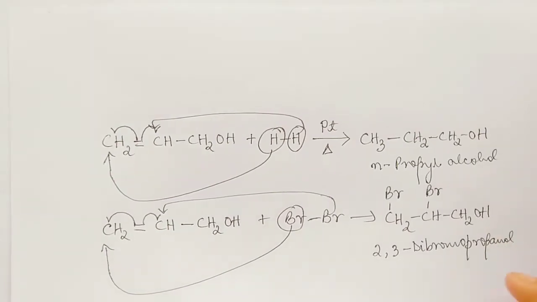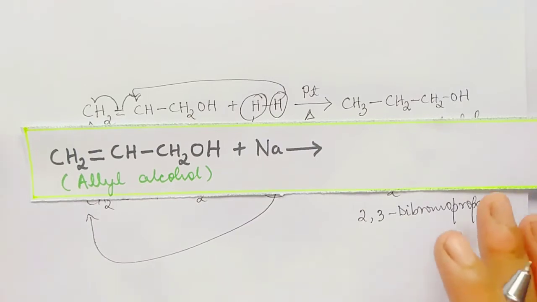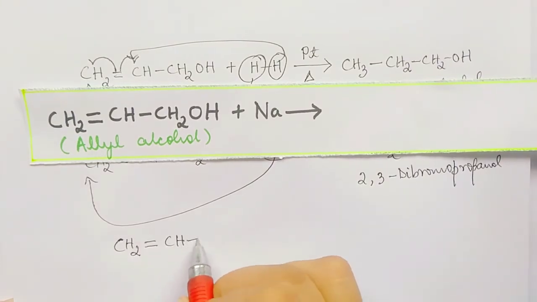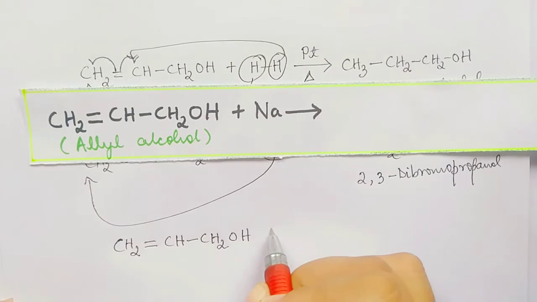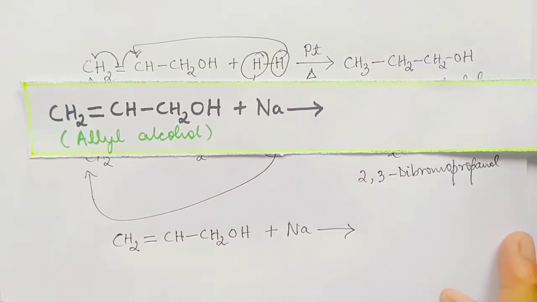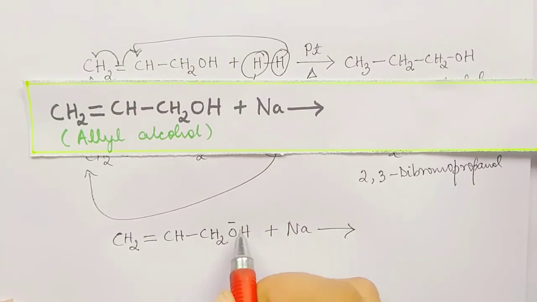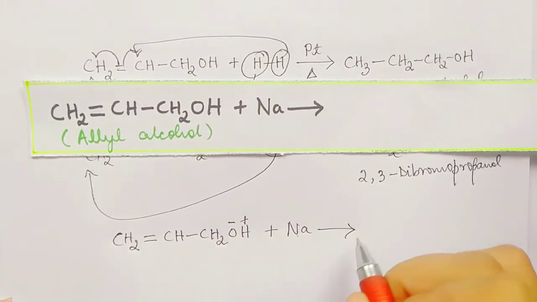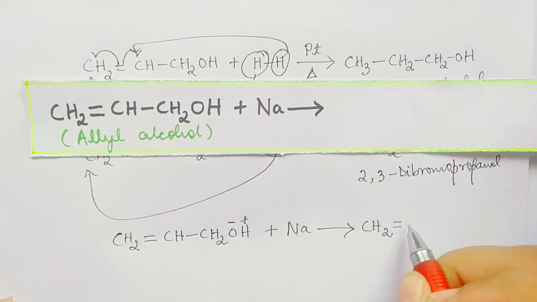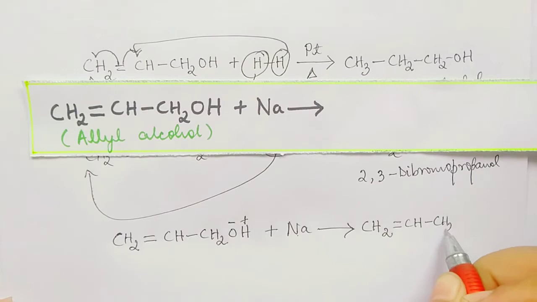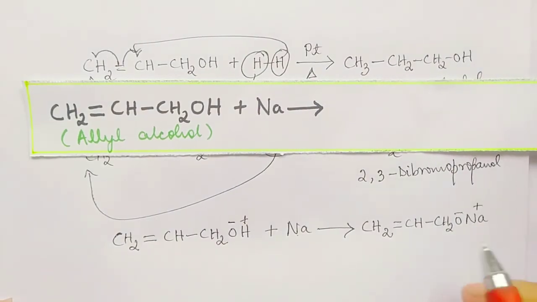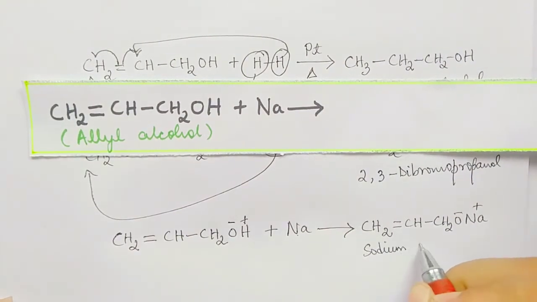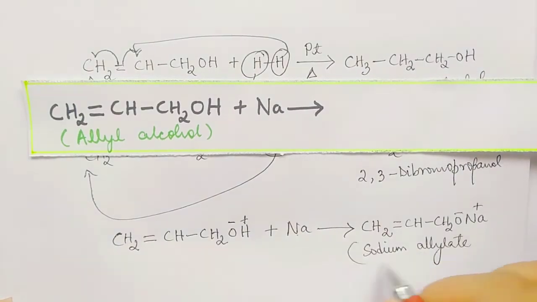Okay, we come to the next one. Allyl alcohol with sodium. Now see here, we have allyl alcohol, CH2=CH-CH2-OH, okay, sodium. Alright, this is negative, this is positive. Sodium will replace hydrogen from allyl alcohol. Then we have CH2=CH-CH2-O minus Na plus. Okay, what is this? Sodium allylate.